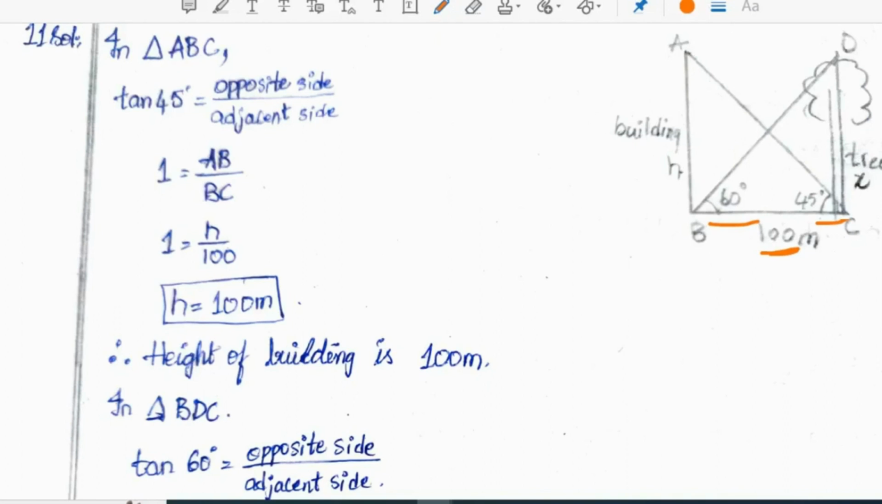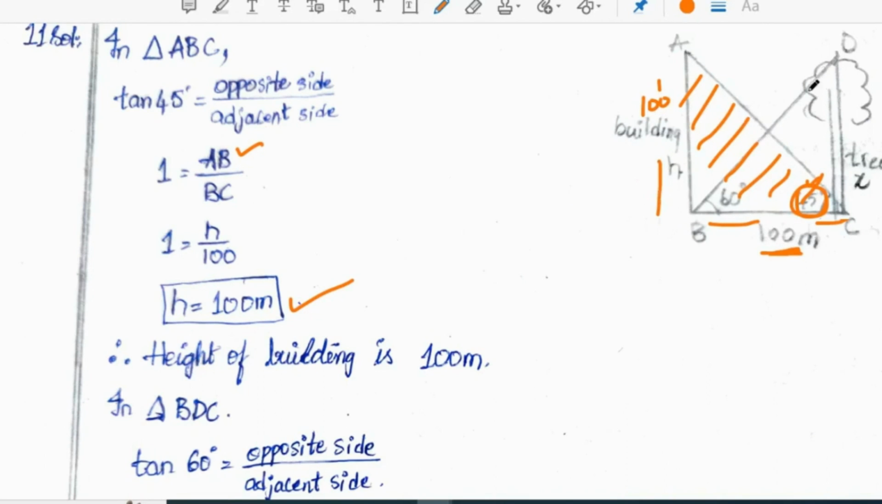So tan 45 in this triangle ABC, tan 45 is equal to opposite by adjacent. So opposite is AB, adjacent is 100, therefore height of the building will become 100 meters. So remember one trick students, in 45 degrees tan, whatever the adjacent side will be there, height will be also similar, only for 45 degrees. So height of the building we got it as 100.